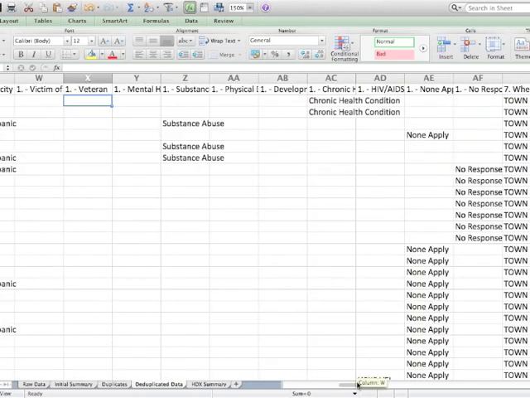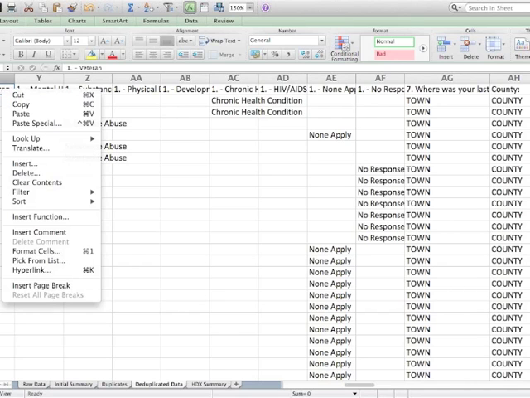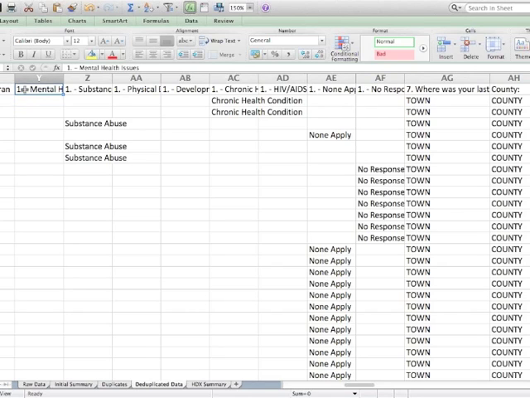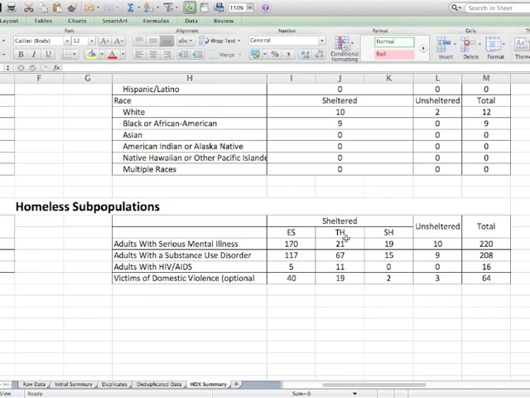On the de-duplicated tabs in the questions, you'll see at the top here we have questions specifically asking about veteran status, mental health, substance abuse, physical disability, developmental disability, chronic health conditions, HIV/AIDS. And that is where we collected the information regarding the subpopulations that people might fall into. So these numbers relate directly to what people answered on the surveys in the Deduplicated Data tab.